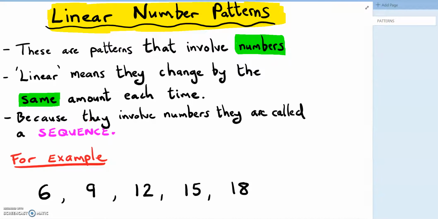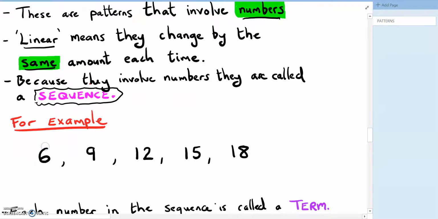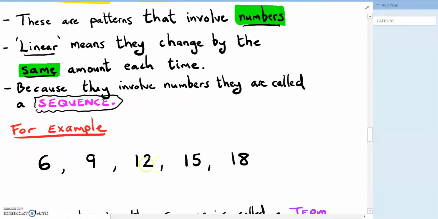So linear number patterns are patterns that involve numbers. Okay, linear means that they change by the same amount each time. Because they involve numbers, they are called a sequence. So that's the official name for them. We call them a sequence. For example, here's a sequence here. 6, 9, 12, 15, 18. And we could go on if we wanted. Okay, but there's the sequence.